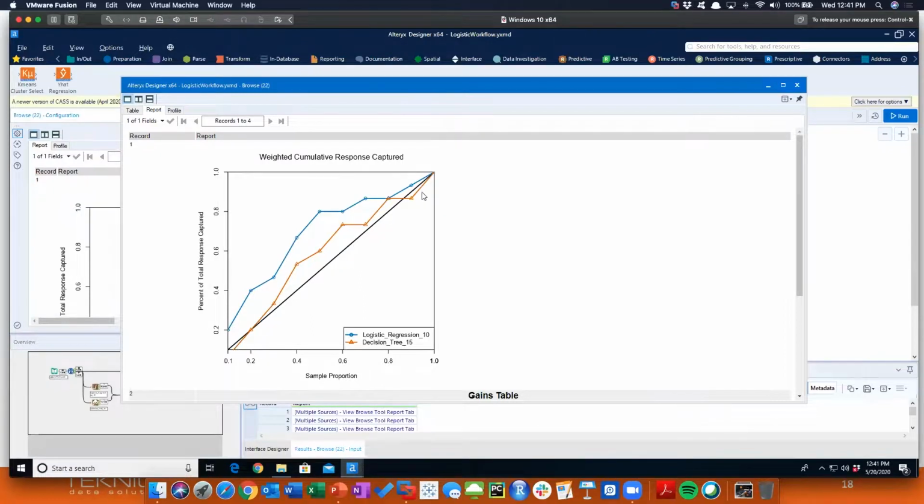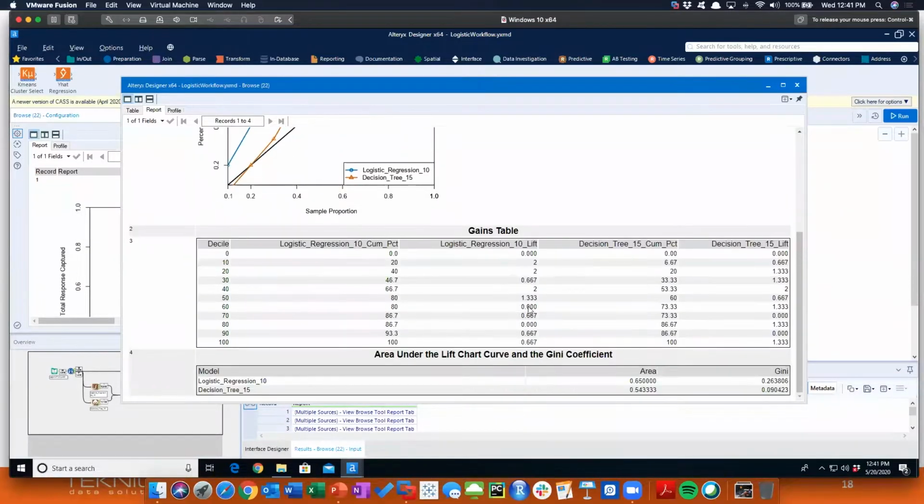versus the decision tree. Okay, but remember what we said before: most of my predictor variables were interval scaled, and so the logistic regression is going to take advantage of that for this dichotomous outcome, and the decision tree won't. Even if we look at the gains table, we can see the area under the curve for the logistic regression is 0.65, or 65%. The decision tree is not much better than 50%.